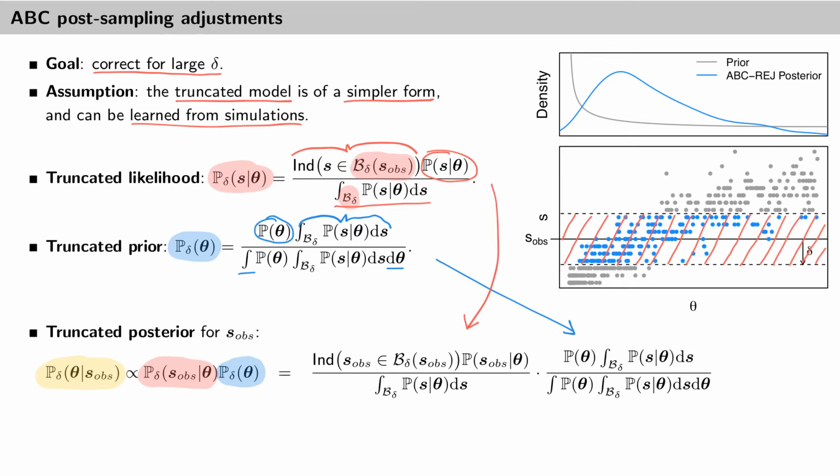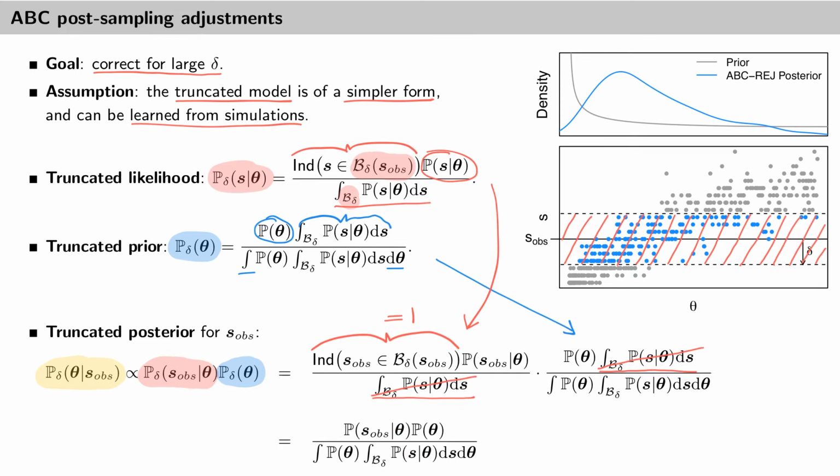A first thing to notice, for instance, is that the denominator in the likelihood, that is the integral across the delta ball of the original full likelihood, is also present in the numerator of the prior. It therefore simply cancels out. A second thing to notice is that as we are evaluating the truncated likelihood at S observed, we now have the indicator function of whether S observed is within the delta ball. Now that obviously must be the case, as the delta ball is actually centered on S observed. So this indicator function simply becomes 1, and we therefore no longer have to write it.